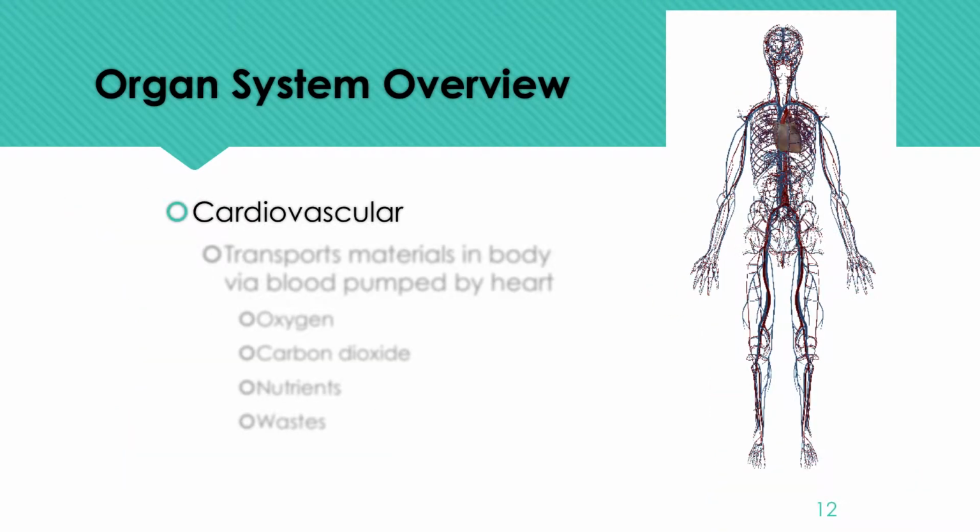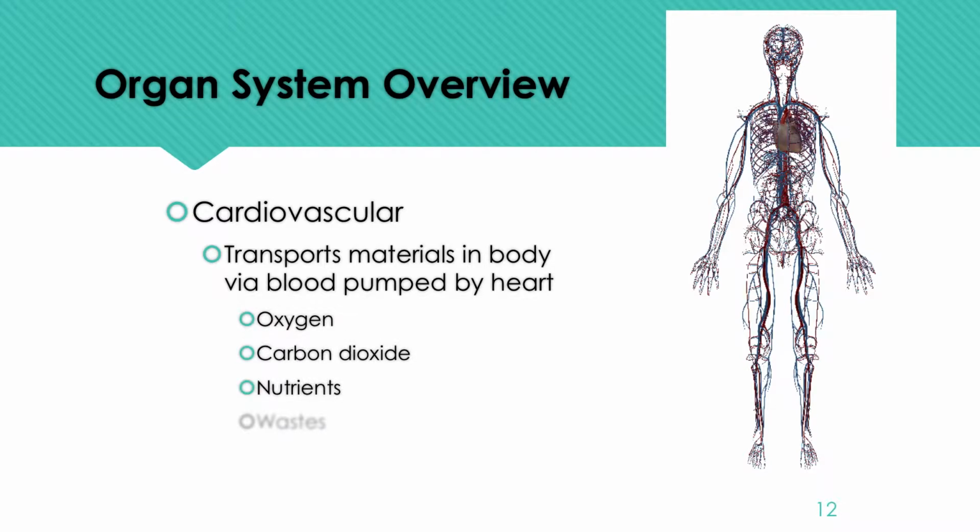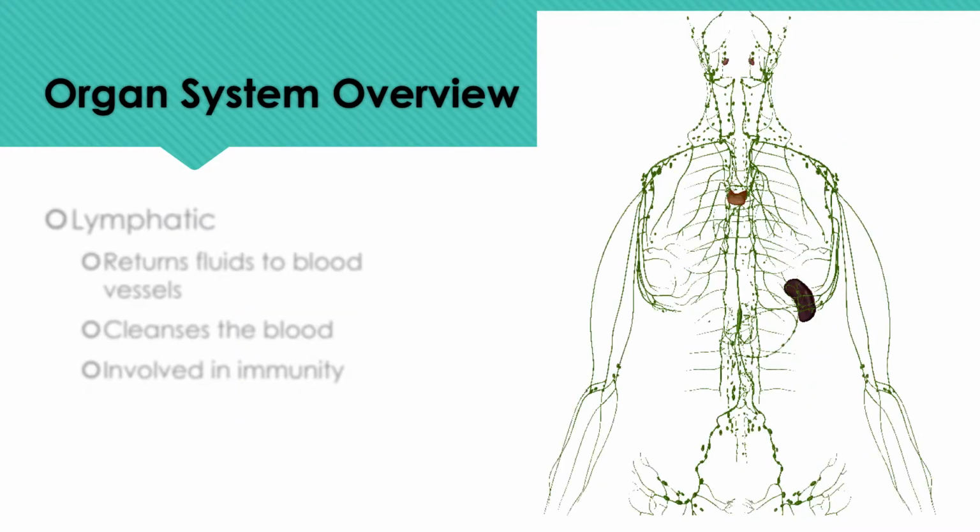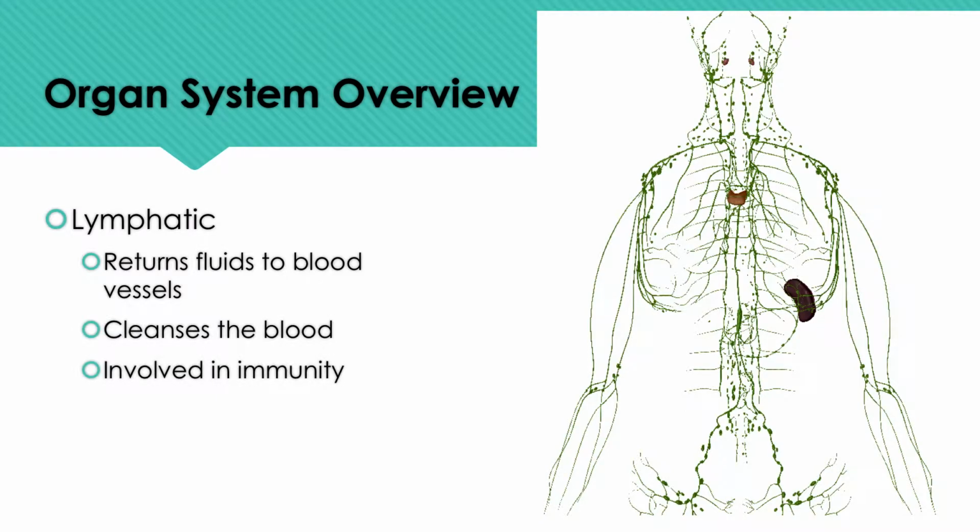The cardiovascular system functions to transport materials via blood throughout the body. And in that blood, we have oxygen, carbon dioxide, nutrients, and waste. The lymphatic system returns any excess fluid to the blood. It cleanses the blood because it's involved in immunity.